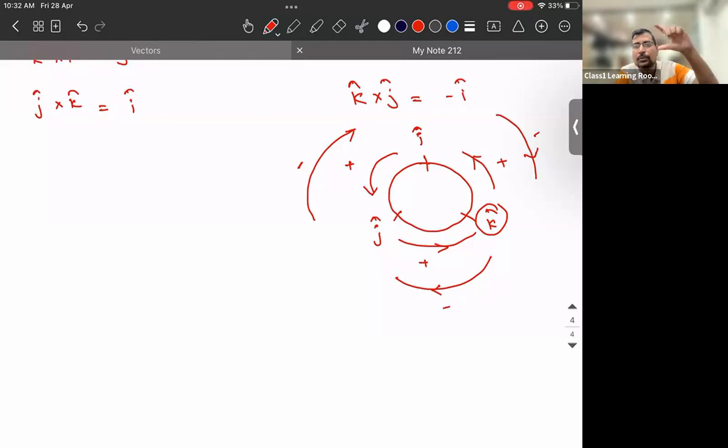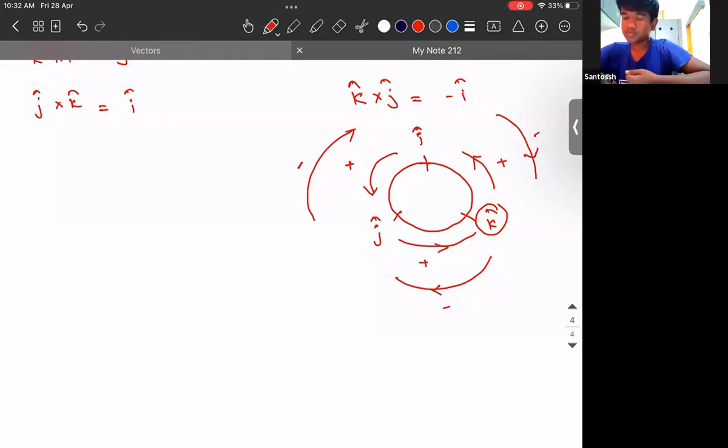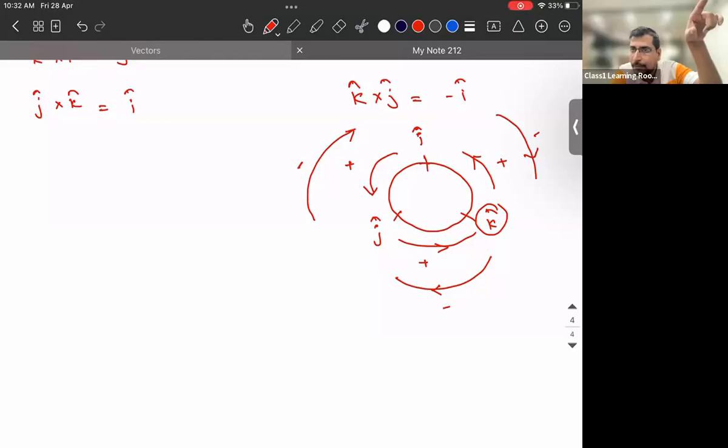So when you do the cross product between I and J, the output will be K because K is perpendicular to both I and J. When you do J cross K, what will you get? You will get I. If you do J cross K, you will get plus I. If you do K cross J, you will get minus I. That's the only difference. Am I clear with this?